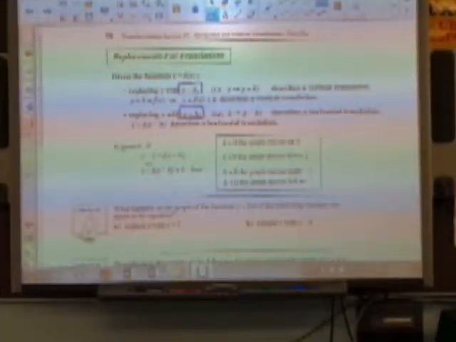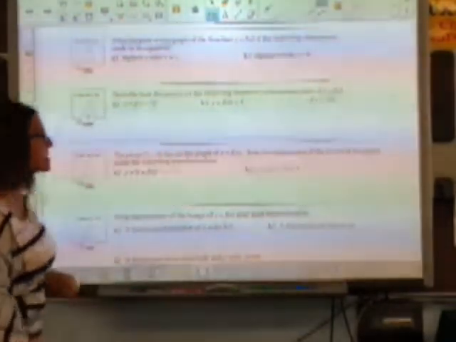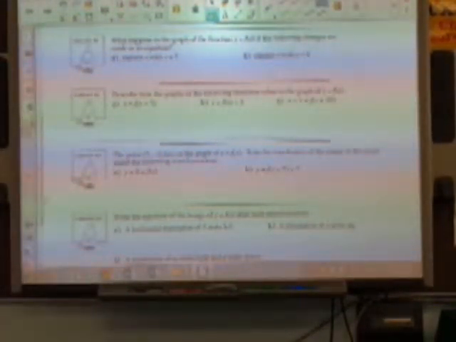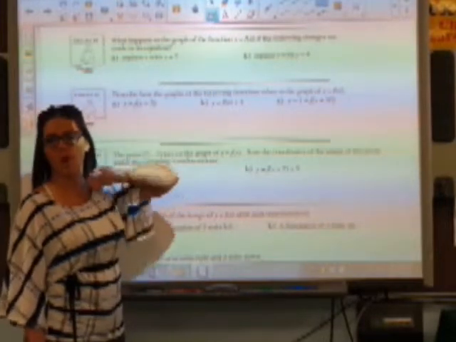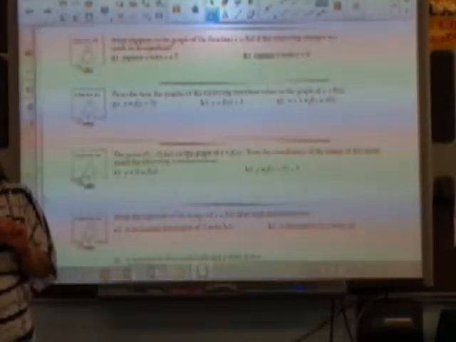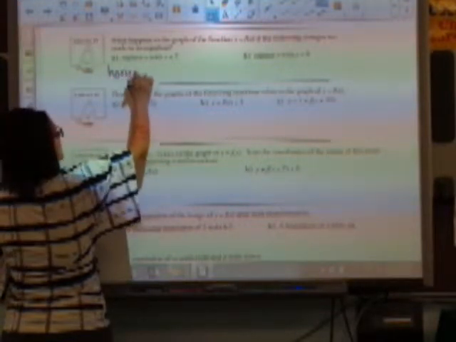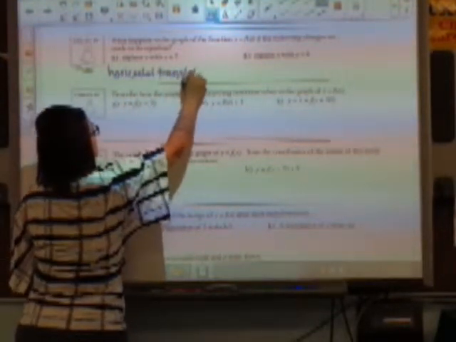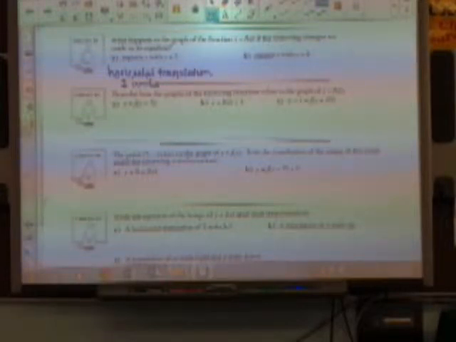So if we look at class example number 1, what happens to the graph of the function f of x if the following changes are made to the equation? So if I replace x with an x plus 2, what would happen to the equation? First of all, what coordinate's being replaced, x or y? X. So is this horizontal or vertical? Horizontal, because x's are horizontal impacts. So this is a horizontal translation. And I know it's 2 units. The question is, is it 2 units to the left or 2 units to the right?